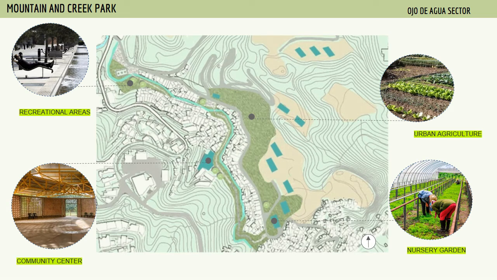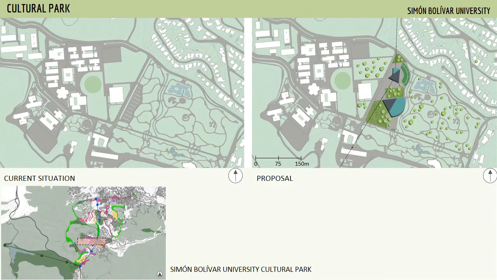The equipment of the protected corridors is complemented by the development of urban furniture, a community center for recreational activities, a park with sports equipment, nursery galleries, and the development of producing patches for the community. The Cultural Park is located in the Simón Bolívar University, and it seeks to be a transition border that links the gardens with the rest of the university.